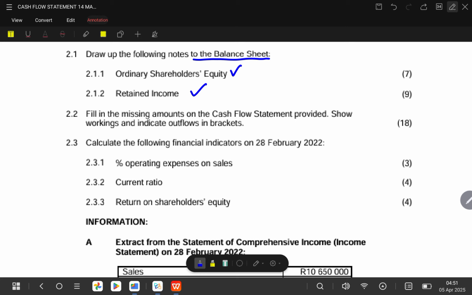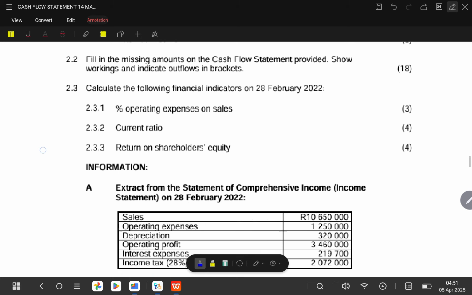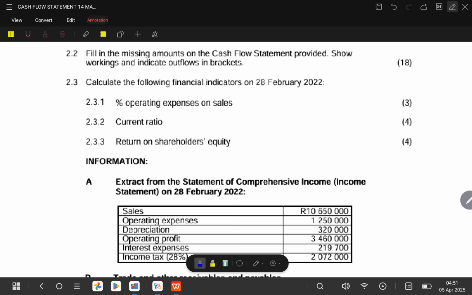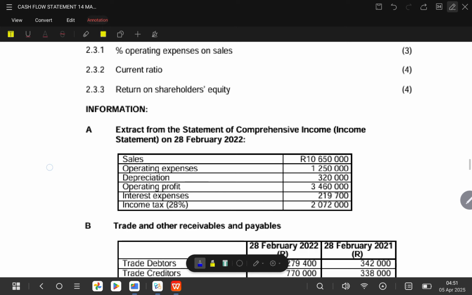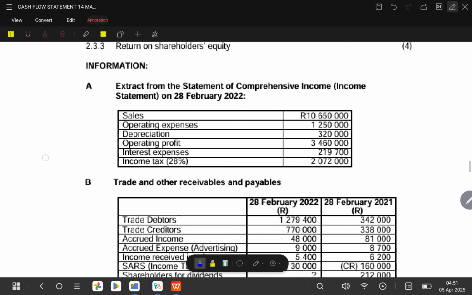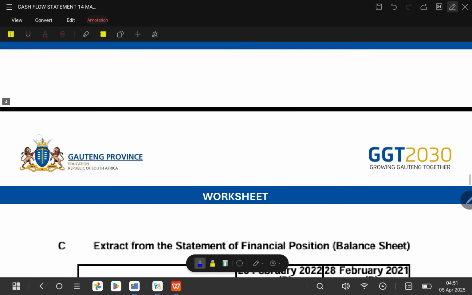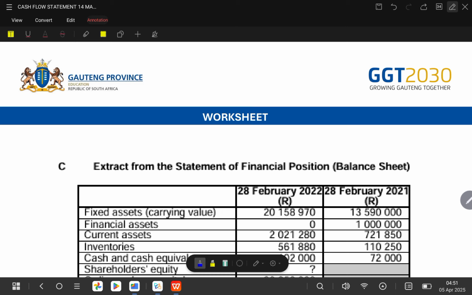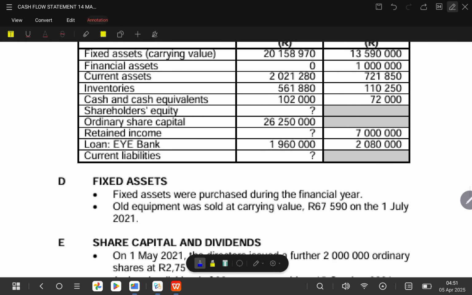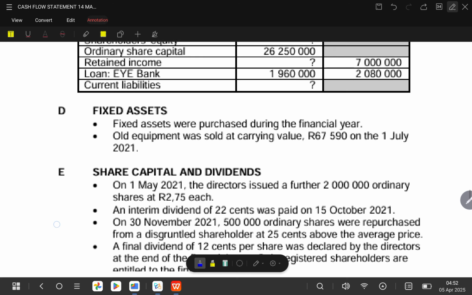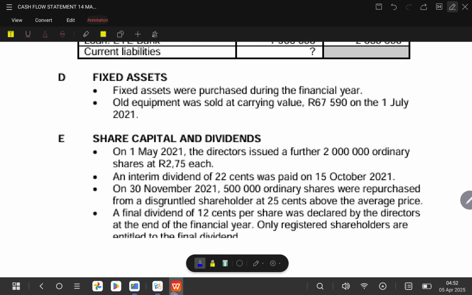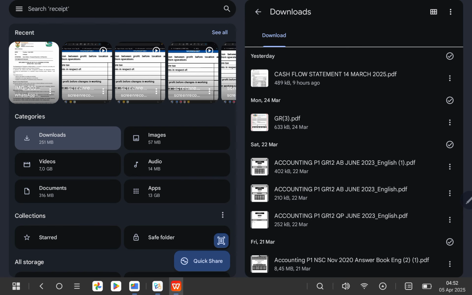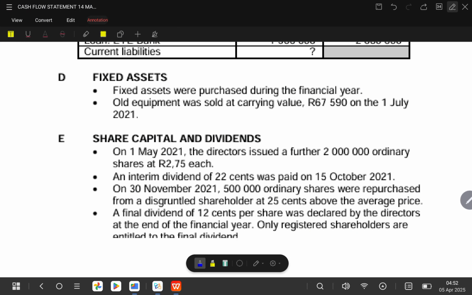So let's get into our information so that we can do what we are required to do. This is the information that we are given. We are given the information from the income statement. We need some notes to the balance sheet as well as the information from the balance sheet. As you can see, that information has been made available to us, so we need to use it very thoroughly. Remember, in terms of your ordinary share capital, you need to get information about what you are given. So let's check the information that is available to us.